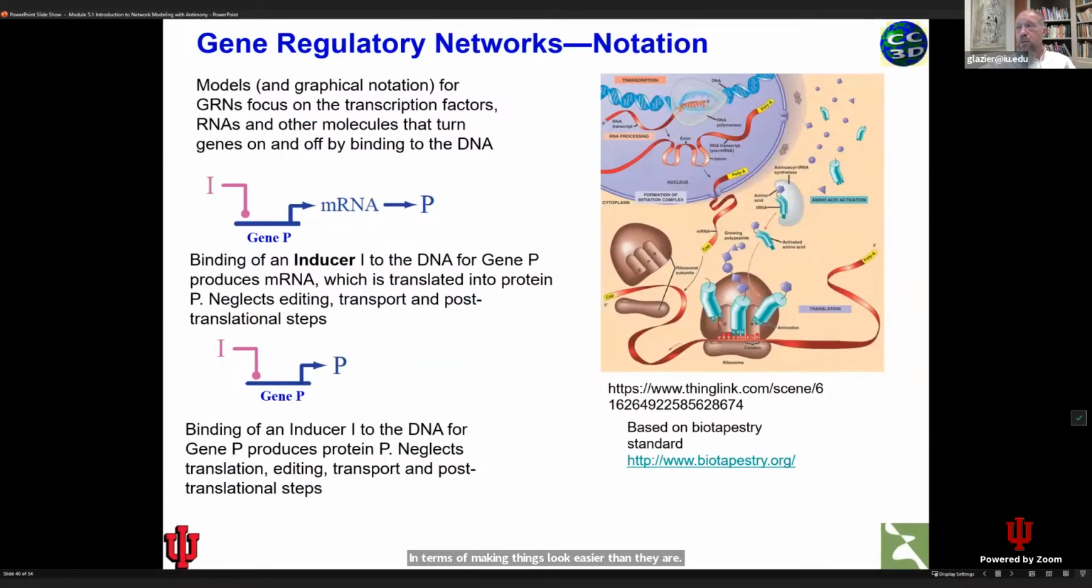Fundamentally, though, we're going to be talking about simple situations in which we have some inducer. That inducer turns on the gene. That gene produces messenger RNA, and that messenger RNA is translated into protein. With all those additional steps, typically we are going to neglect editing, transport, post-translation, and simply say that molecule I affects the production of protein P, eliminating all those delays and all of those additional steps. It's somewhat surprising to me that this works, but a lot of the time it actually works quite well.